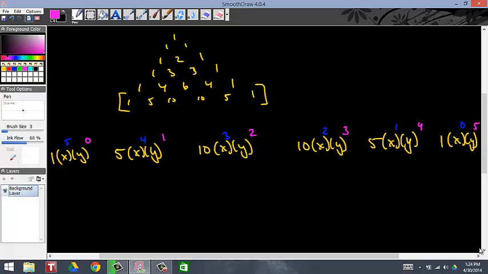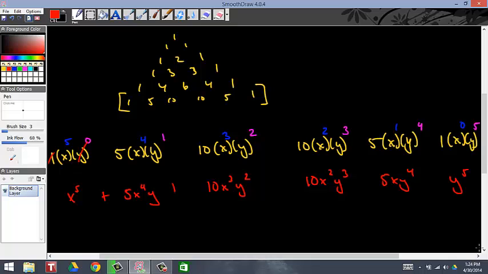From here, you just simplify it. So all of this junk's going to go away, and that's going to go away. You get x to the 5th. You get 5x to the 4th y. 10x to the 3rd y squared. 10x squared y to the 3rd. 5xy to the 4th, and then y to the 5th. And since they're all positive, you are done with that answer.